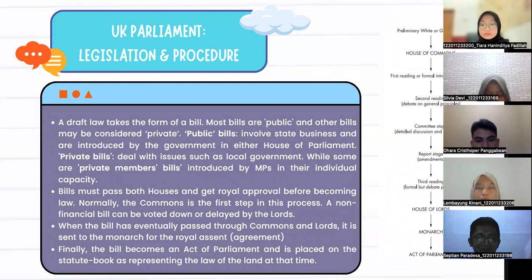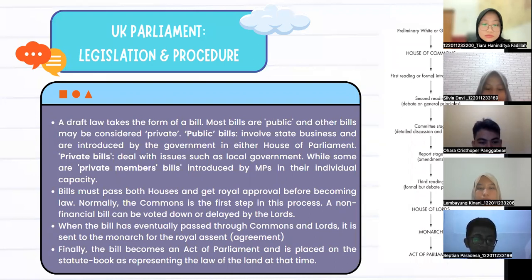And a draft law takes the form of a bill. Most bills are public and other bills may be considered private. Public bills involve state business and are introduced by the government in either House of Parliament. Private bills deal with issues such as local government, while some are private members' bills introduced by MPs in their individual capacity. Bills must pass both houses and get royal approval before becoming law.